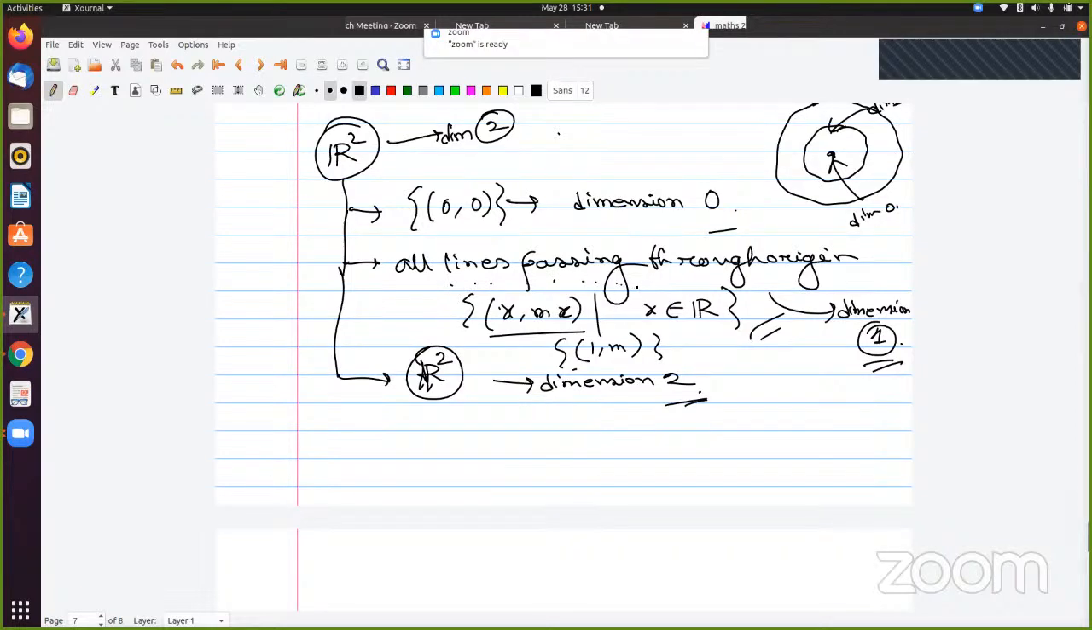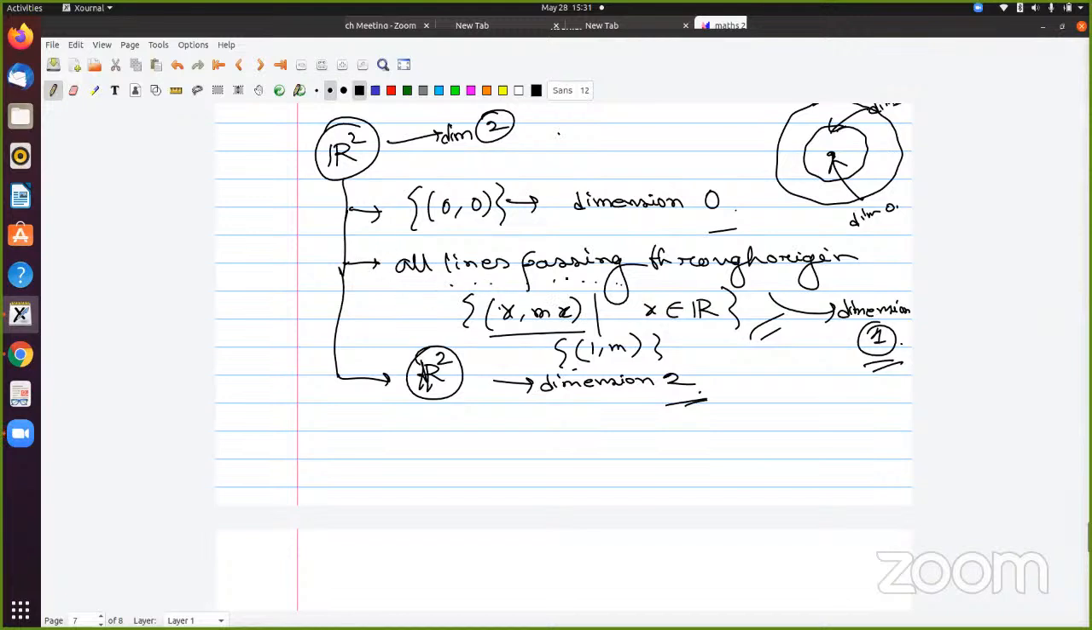Sir, I am not getting this point. This also you have not understood? No, sir, the rest I have, but this point I'm not understanding. All lines passing through origin in R2, have you understood that? Yes, sir. Can you explain that to me?